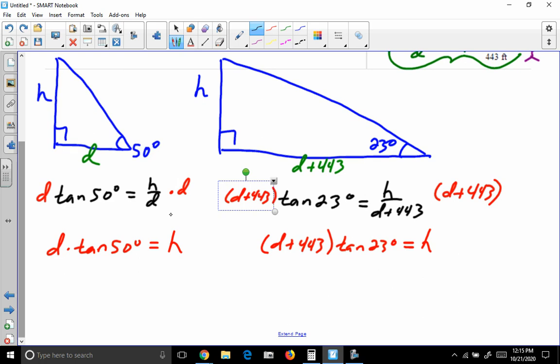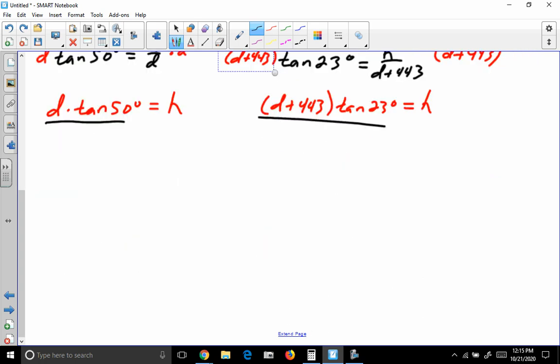So by substitution, if this is h and this is h, then those two statements have to be equal. D tangent 50 degrees and d plus 443 times tangent 23 degrees, those two things have to be equal. So this gives us an equation that hopefully we can solve for d.